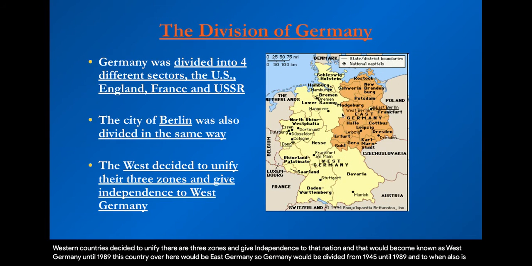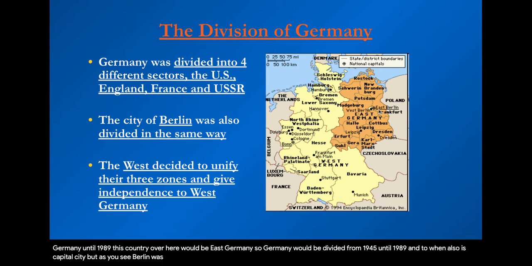Berlin also is the capital city, but as you see, Berlin was also split between West and East. So a tiny bit of East Germany actually belonged to West Germany, that little yellow dot on the map there.